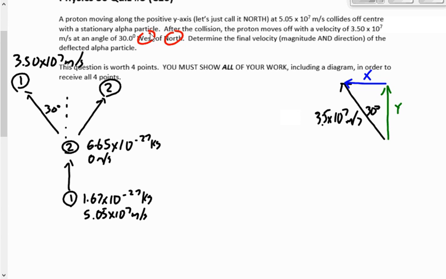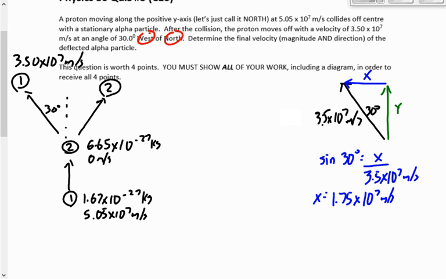Now, we ran across this a couple of times over the last few days. Usually, x goes with cos and y goes with sine. But that's only if the angle is measured from the x-axis. Here it's measured from the y-axis. So if we look at this closely here, the x component is the opposite side of the triangle. Therefore, we're going to use the sine function. Sine 30 degrees is equal to opposite over hypotenuse. That gives us a value of 1.75 times 10 to the 7 meters per second.